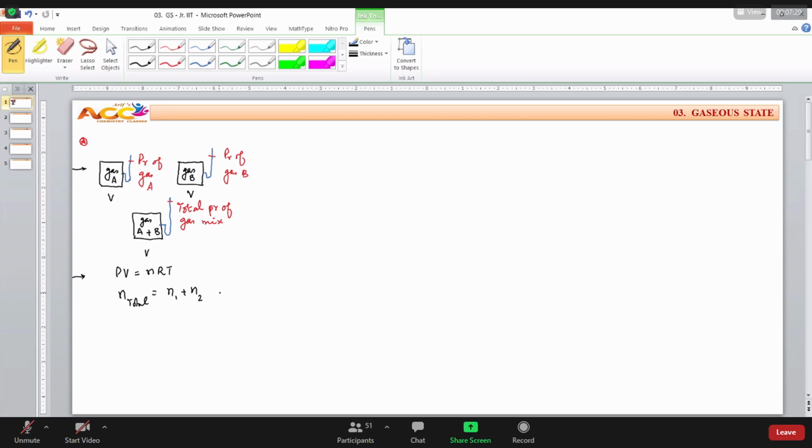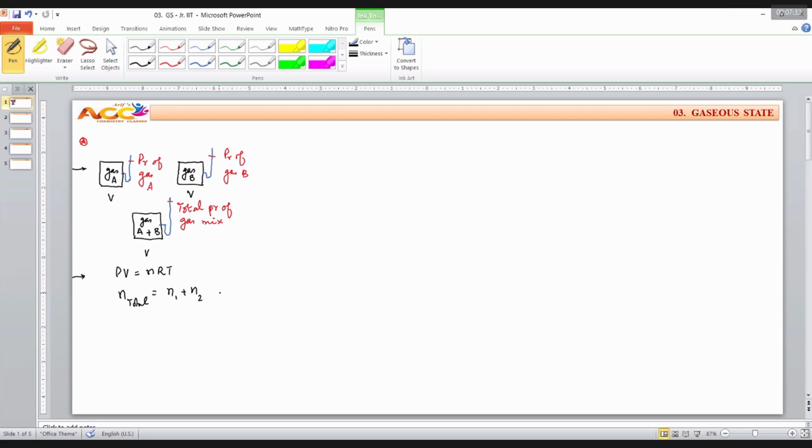1.5 gives you 1. That means, suppose for example, if I am writing N total is equal to N1 plus N2, indirectly I am accepting one thing. What I am accepting? I am accepting that the gas A and gas B are chemically non-reacting. Yes, the law which we are going to discuss today is applicable only in case of chemically non-reacting gases.